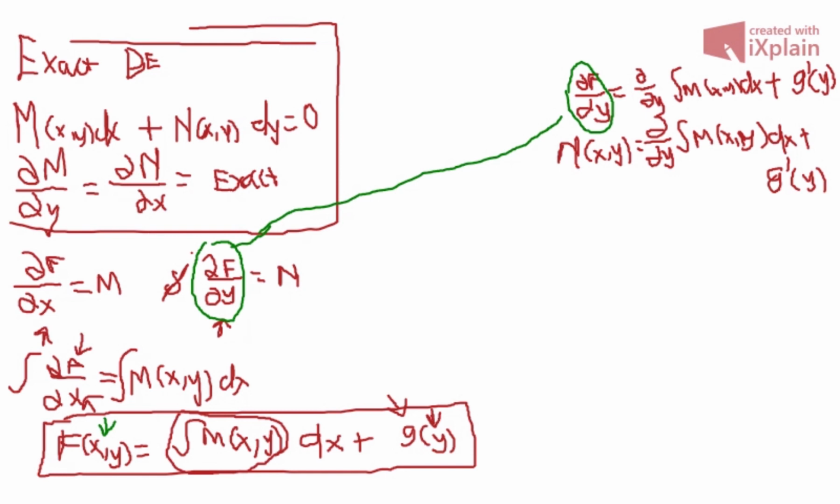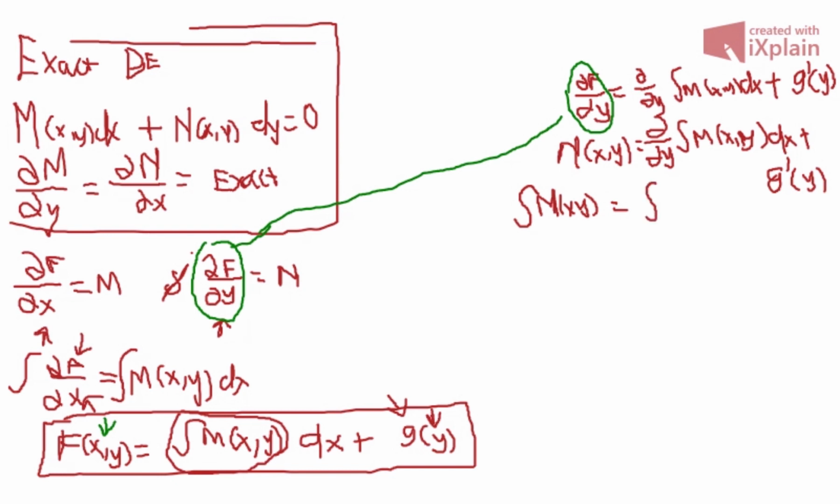Then from here, we need to find g of y. How do we find g of y? We integrate here with respect to y, because if we integrate g prime of y, we get g of y. So this is what we're going to do: we'll integrate N(x,y).